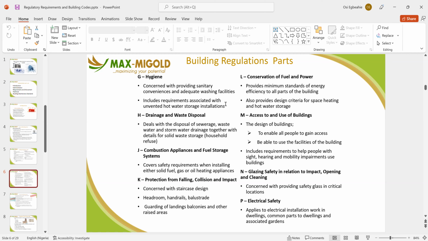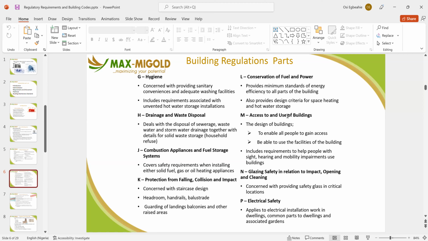Okay. We also look at conservation of fuel and power. This is when you're talking about energy efficiency, provision of minimum standard of energy efficiency to all parts of the building. Look at the power consumption to ensure that the power consumption is low, so that you have a lot of green areas and things that need to be done.